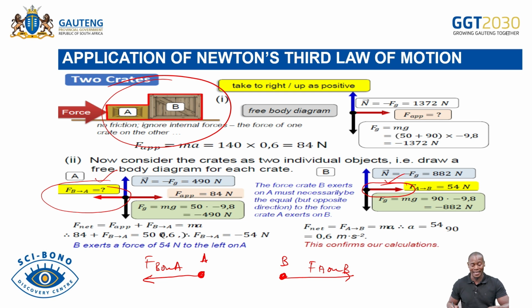So what is important is that, one, these two forces are equal in magnitude. If this one is 54 newtons, even this one will be 54 newtons. So they're equal in magnitude. Two, they're acting in opposite directions. You can see that force A on B is to the right, and then force B on A is to the left. So they're acting in opposite directions. But another thing which is important, these two forces are exerted on different objects. This is object A, this is object B. You can see they're exerted on different objects. That is very, very important.